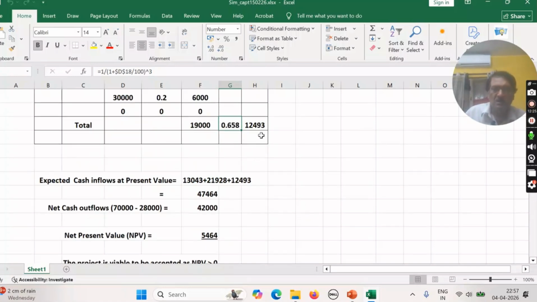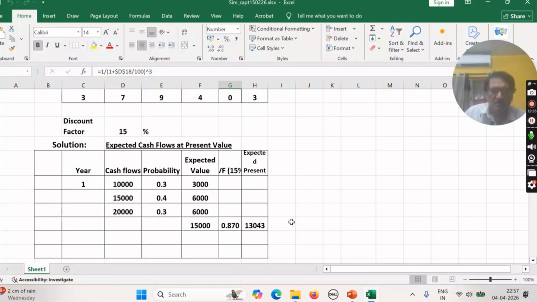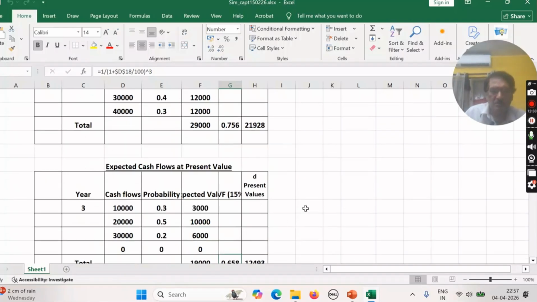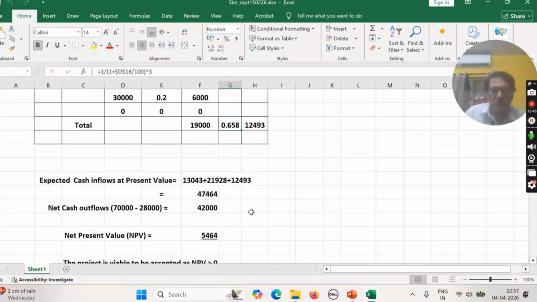Then what is the total value of the cash inflows at present value? You have to add what you receive after the first year, 30,043, plus this, plus 21,928 for the third year. That is the total expected value of the cash inflows for this project.